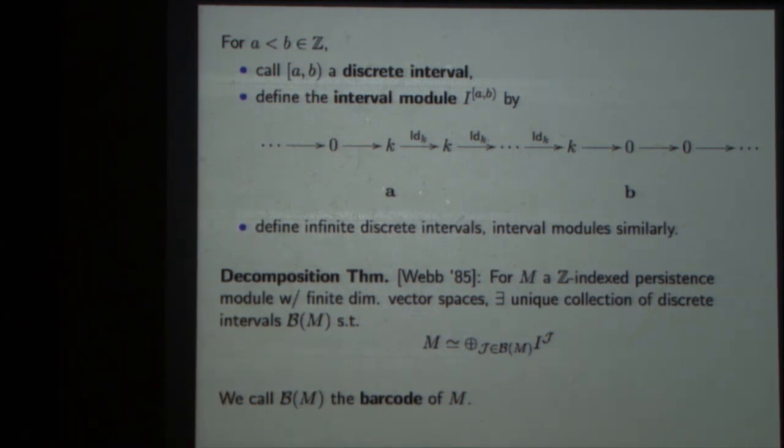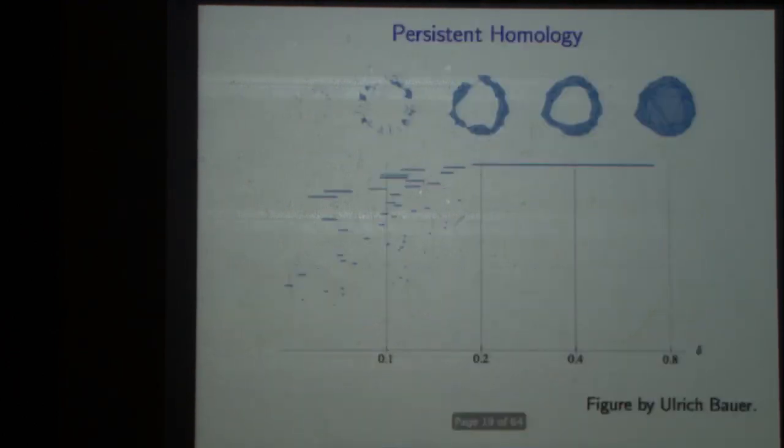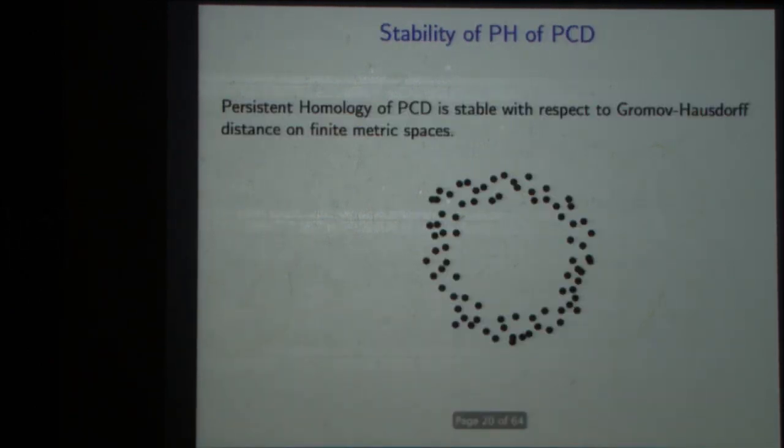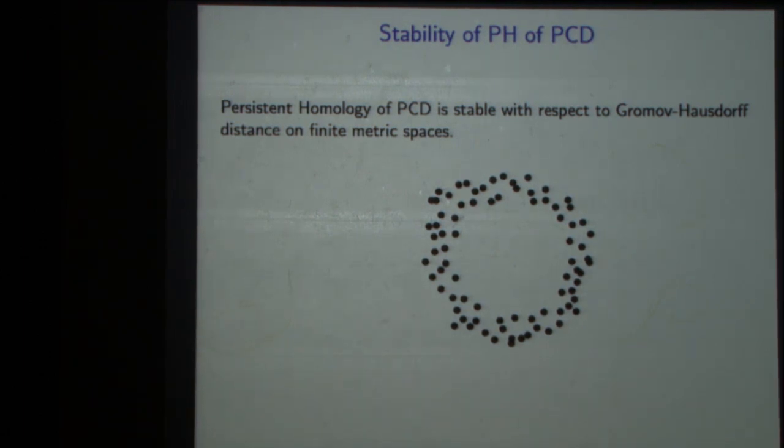So it's an invariant of the module, and we call this guy Bm the barcode of M. So that's how we get these barcodes from data in those steps. And so after all that, we get a nice guy like this from a data set. Good. All right, so what is there to say about this?